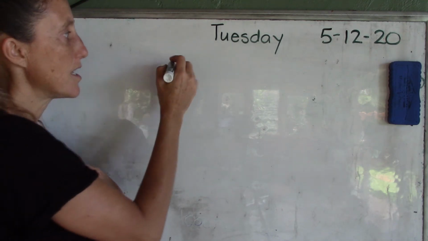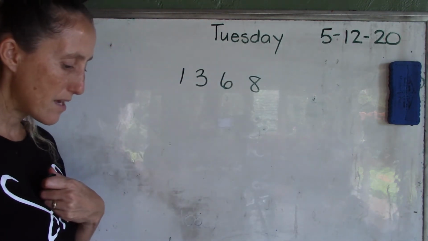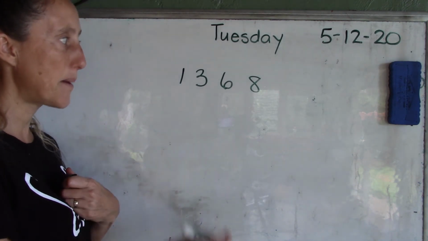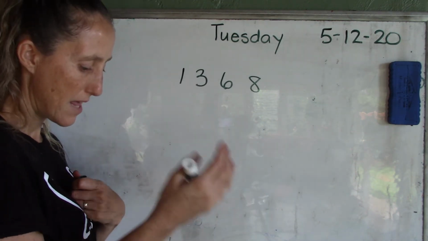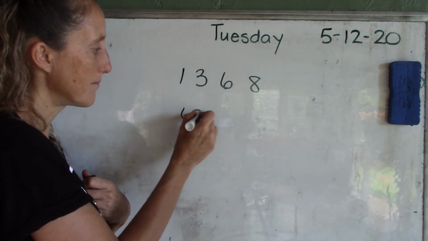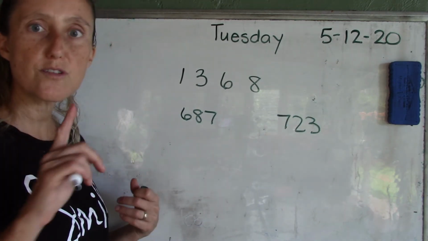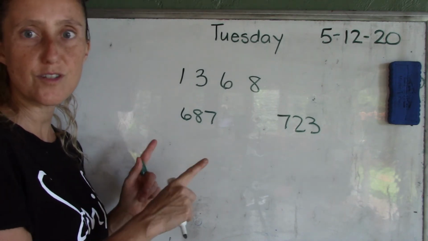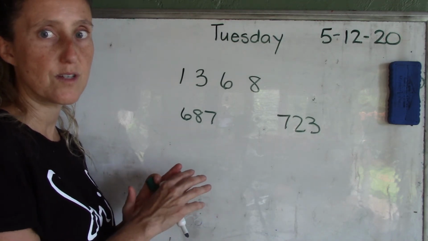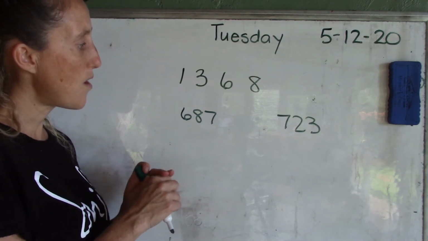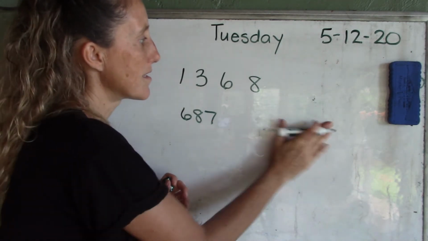Okay, second and third graders. There are these numbers, 1, 3, 6, and 8. And they want you to write an even number using these numbers, any of these numbers, that would be between 687 and 723. Do you think there's only one even number between those 2 numbers? No, there's a lot of different numbers in between those 2 numbers, but we have to find one that would be, oh dear, I think it was this.